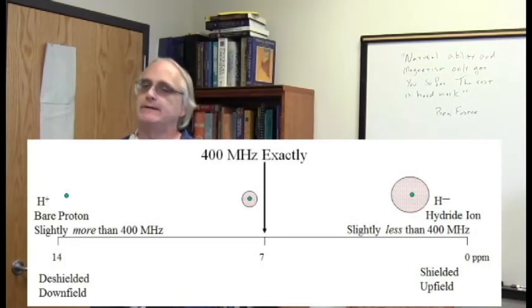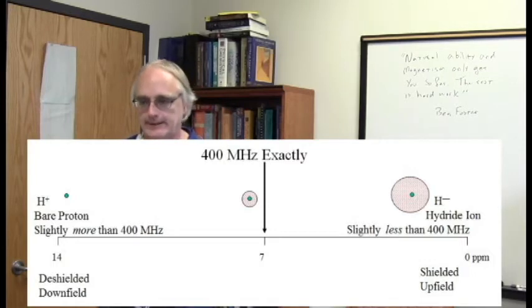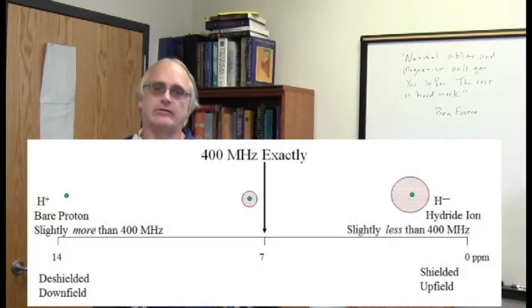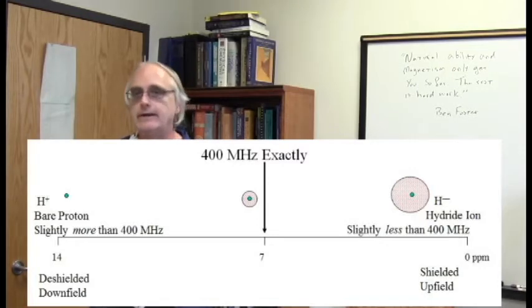On the other side, on the upfield side, we have the highly shielded hydride ion. Here, it's going to take slightly less than 400 megahertz to change its orientation in the external magnetic field. Again, I'm not talking 390 megahertz, I'm talking 399.9999 megahertz. A tiny effect, but it is measurable.